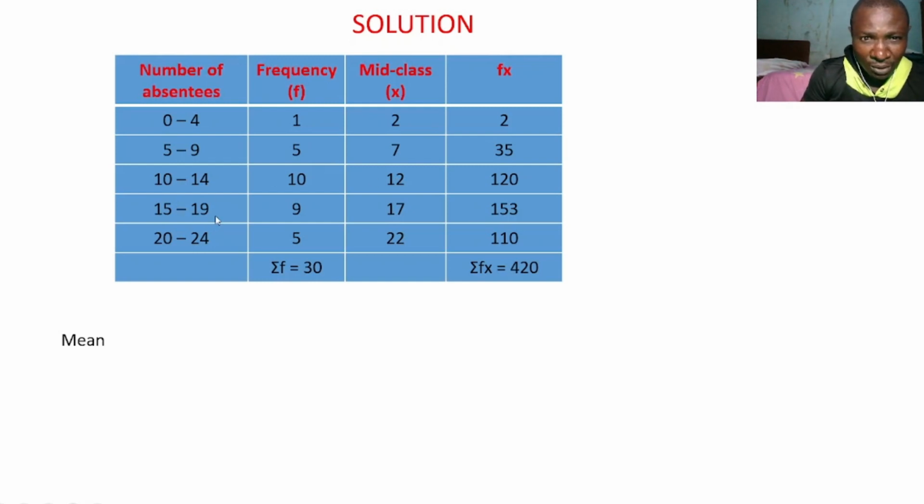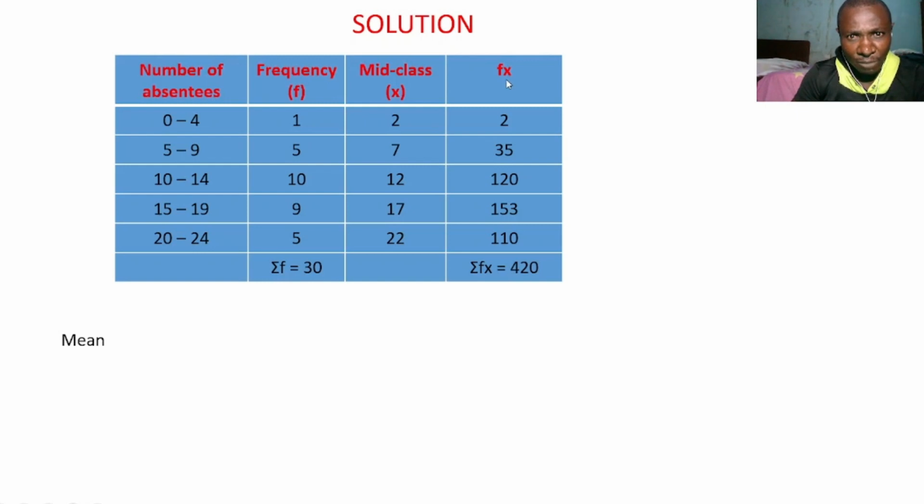Our 15 plus 19 will give us 34. You divide, you have 17. And the last one will give us 20 plus 24. When divided by 2, it will give us 22, because 20 plus 24 will give us 44. Divided by 2 will give us 22. Now that we have all the values of our x, as you can see on this column, the next thing for us to do that will help us to find our mean is to determine the value of what? fx. fx simply means f multiplied by what?